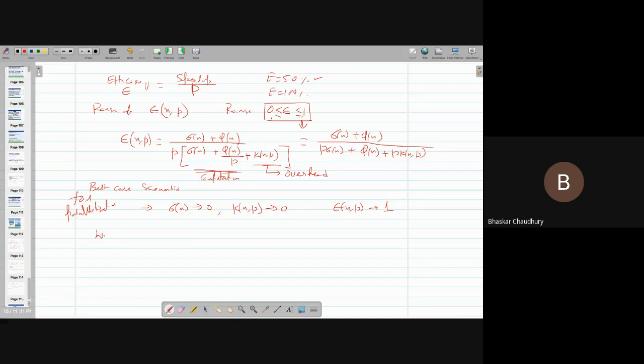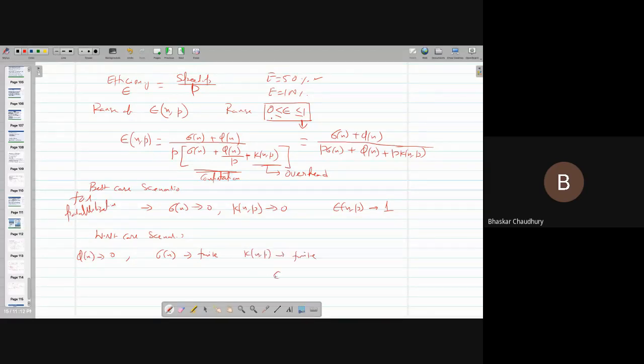And what about the worst case scenario? Phi n tends to 0, and then sigma n and kn are finite.